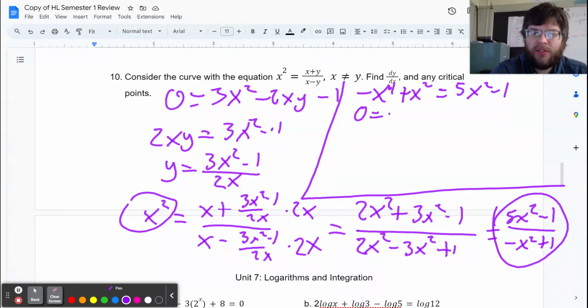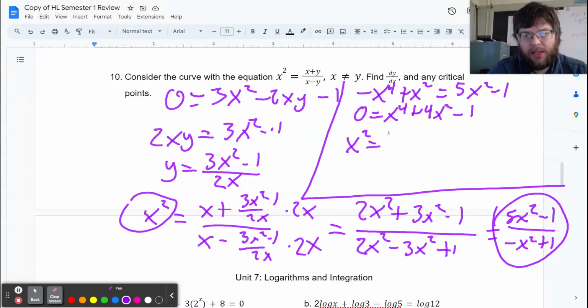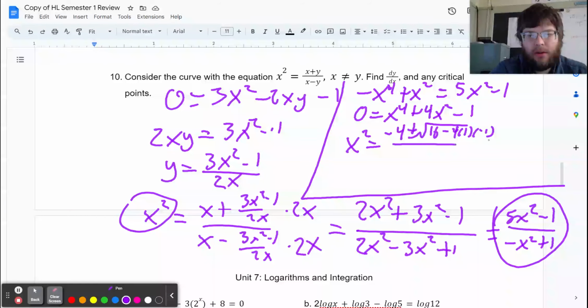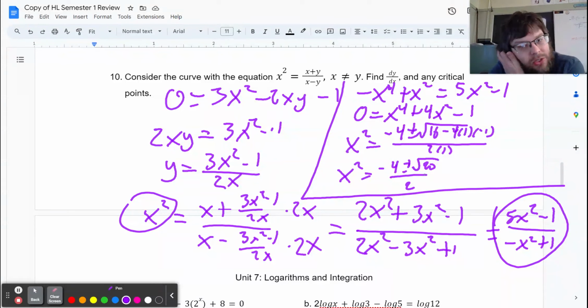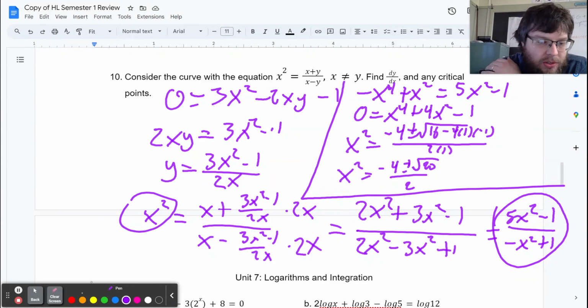I'm going to make it equal to 0 and solve it like a quadratic equation. I mean, I guess I could complete the square on it, but I don't think you're as familiar with that. So let's try the quadratic equation idea. Negative b plus or minus the square root of b squared minus 4ac all over 2a. So that tells me x squared equals negative 4 plus or minus the square root of 20 over 2. Only one of those answers is true, and that is the plus answer, because your square root will not be equal to a negative number.